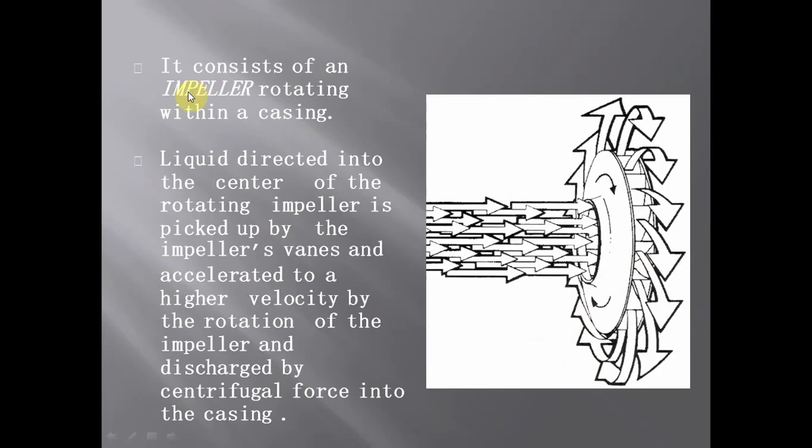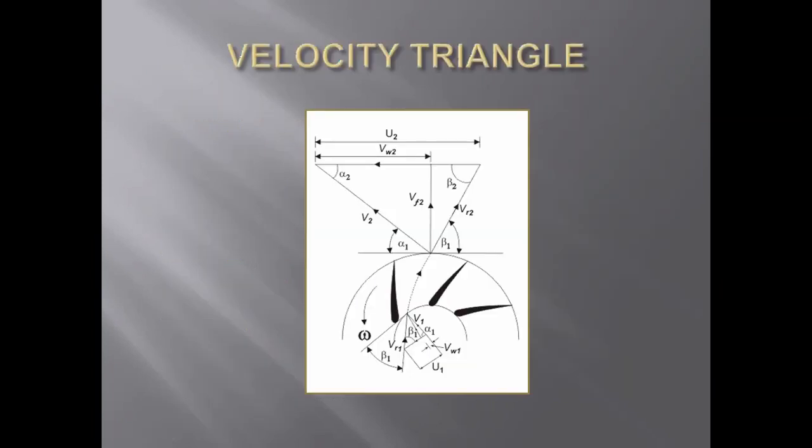Okay, so it consists of an impeller rotating within a casing. See here, this is the rotating impeller. The liquid flows directly into the center of the rotating impeller, is picked up by the impeller vane and accelerated to a high velocity by the rotation of the impeller, and is discharged by the centrifugal force into the casing.